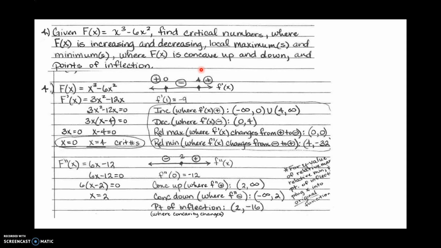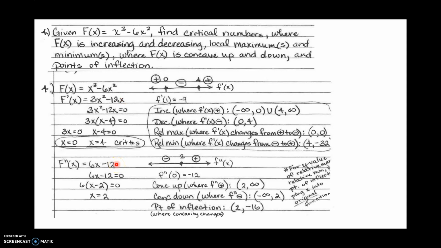They are the maximum and minimum on the original graph. To find the y value that goes with them, I plug back into the original function. When I plug 0 back into my original function, I get 0. And when I plug 4 back in, I get negative 32. So there's my relative maximum and minimum. All right, then we're going to duplicate that with our second derivative. Here was my first derivative right here, so let's take the derivative of that for our second derivative.